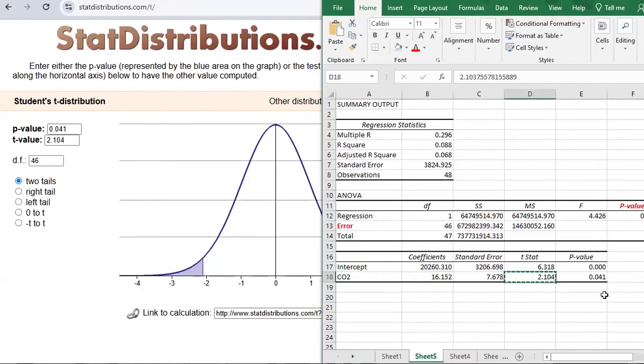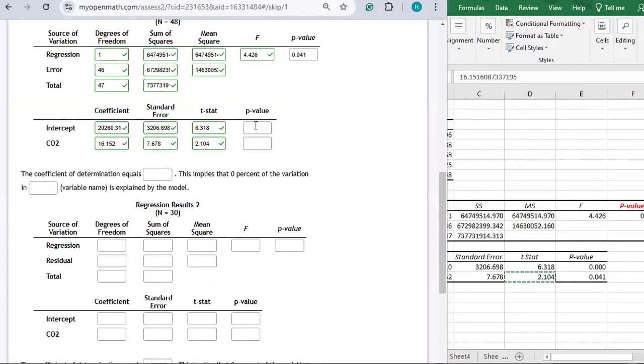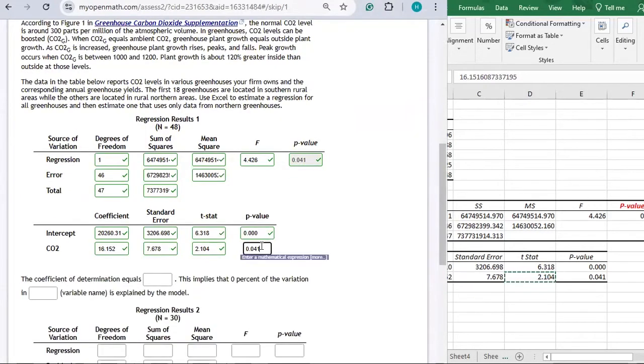And this is the test statistic that results from performing that test. And this is the p-value. So our p-value is 0.000 for the intercept and 0.041 for the coefficient of CO2.